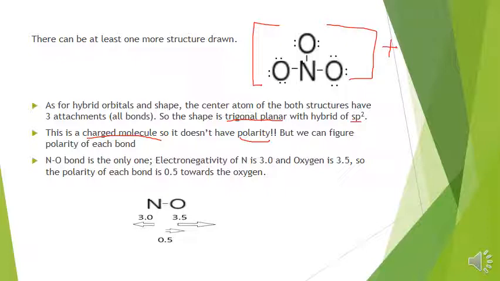Okay. But what we can do is figure out the polarity of the bonds. And there are 3 nitrogen-oxygen bonds, so that's easy to find. So you have the electronegativity of oxygen as 3.5, and the electronegativity of nitrogen is 3. Okay, they don't completely cancel out. You're left with the electrons being pulled in oxygen's direction, 0.5. So each bond would be polar towards oxygen, but that will not affect the overall polarity of the molecule, as it's a charged molecule.